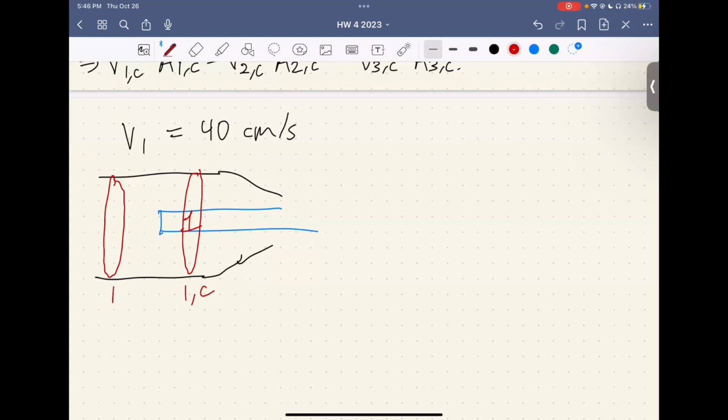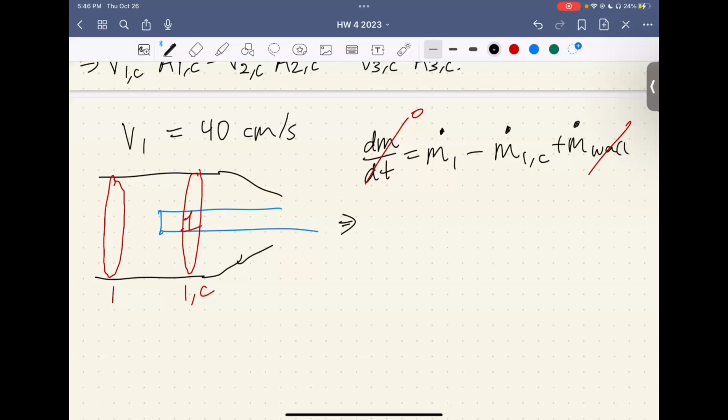We know that we can model this in the exact same way with our conservation of mass. dm/dt equals m in, right? m in is our 1, our 1 over here, m in, m out. So let's keep going, this will make sense in a second. So m dot 1c plus m dot wall. Simplify the conservation, right? That gives us m dot 1 is equal to m dot 1c.